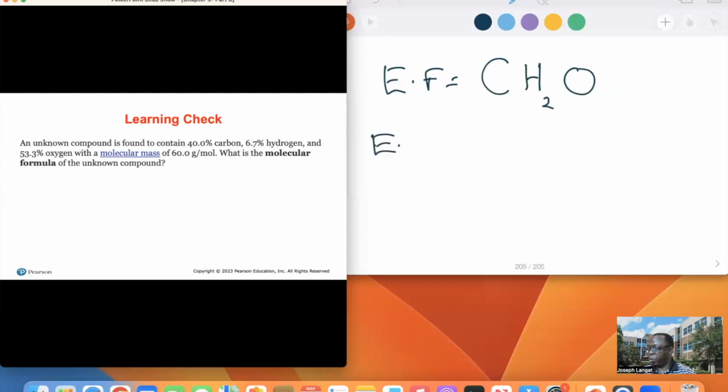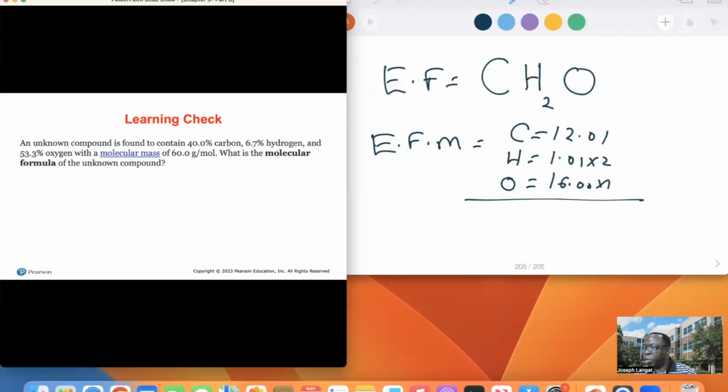And then the empirical formula mass, this is the molar mass of the empirical formula, is given by C is 12.01, hydrogen is 1.01 times 2, and oxygen is 16.00 times 1. This will be 30.03 grams per mole. This is from the periodic table, all right?